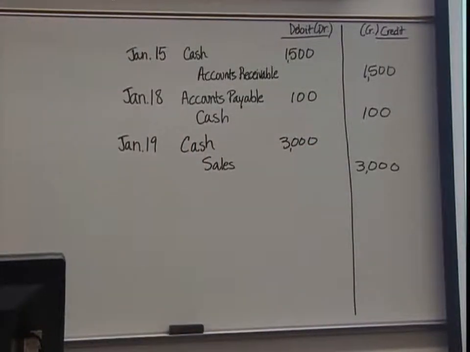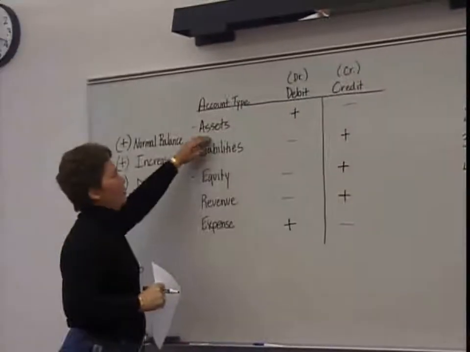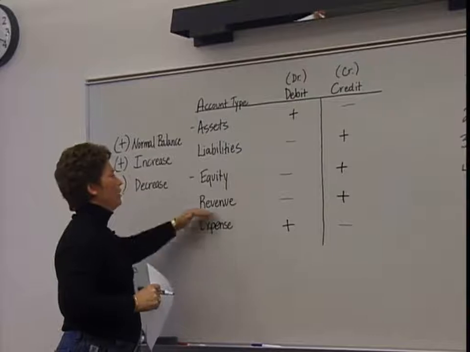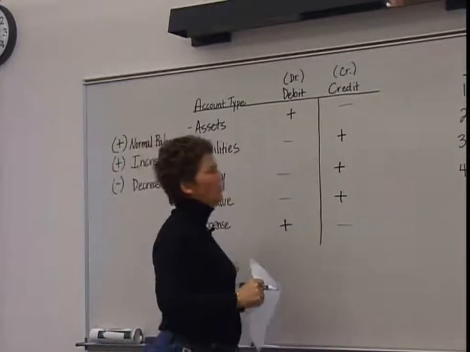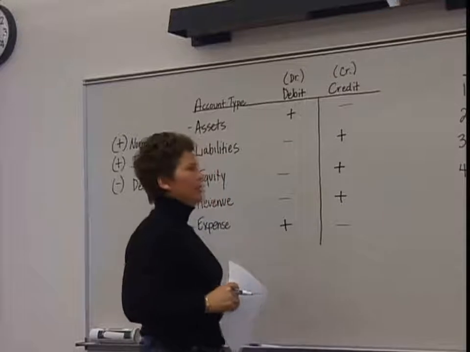So the normal balance, to review that, what we're doing is we're increasing our asset, and we're also increasing our revenue, but we do it with different sides of the table. We increase one with a debit, we increase the other with a credit.